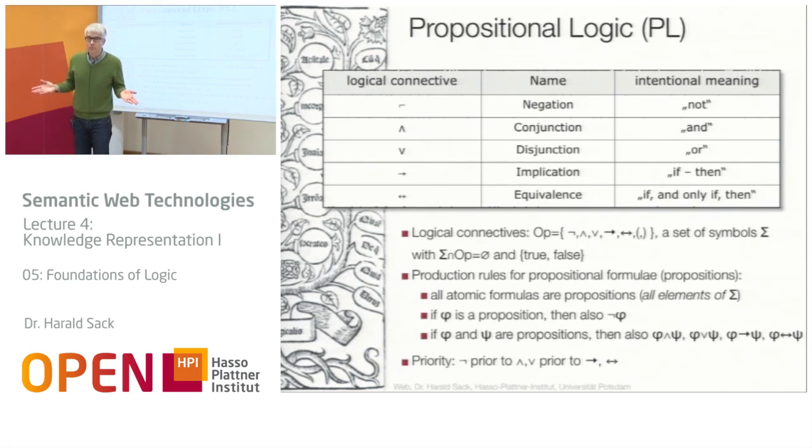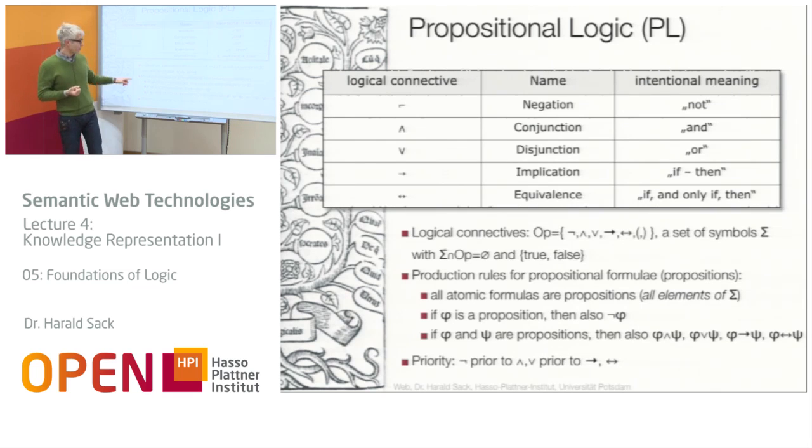Okay, first let's take a look at the simplest logic, propositional logic. In propositional logic, or simply PL, you have a small set of logical connectives: negation, conjunction, disjunction, implication, and equivalence. And you have a set of symbols. Of course, these two sets are disjoint. On the other hand, you have the two truth values, true and false, that are assigned to your statements. And then you have production rules for propositional formulas. They are also called propositions.